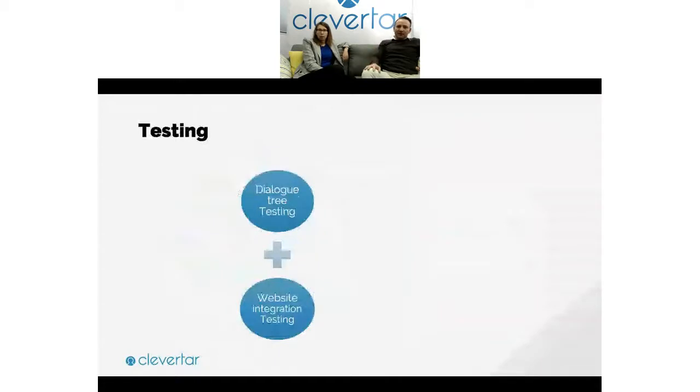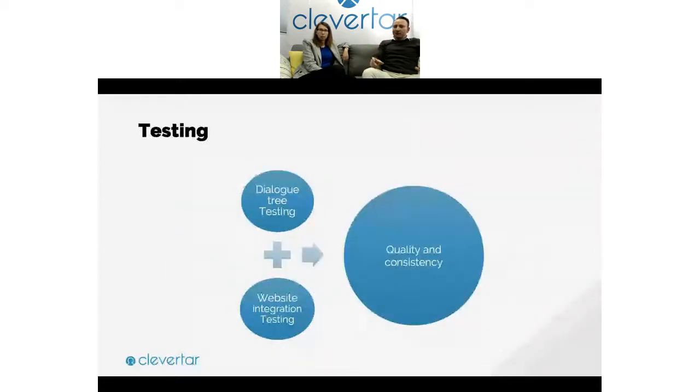And then testing: dialogue tree testing, and also website integration testing, which is another important piece. We typically deploy to a UA site prior to launch so that we can make sure that the way it looks and feels is going to function correctly within its hosted website. That ensures quality and consistency when it comes to going live.